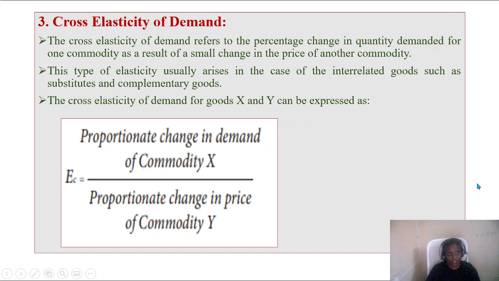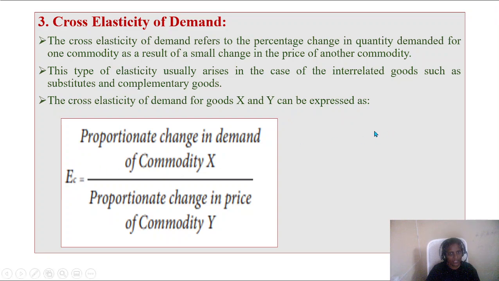So we call it income elasticity of demand. The next one is cross elasticity of demand. Cross elasticity of demand also refers to the percentage change in quantity demanded. This is very, very important. It is the percentage change in quantity demanded for one commodity as a result of a small change in the price level of the other commodity.